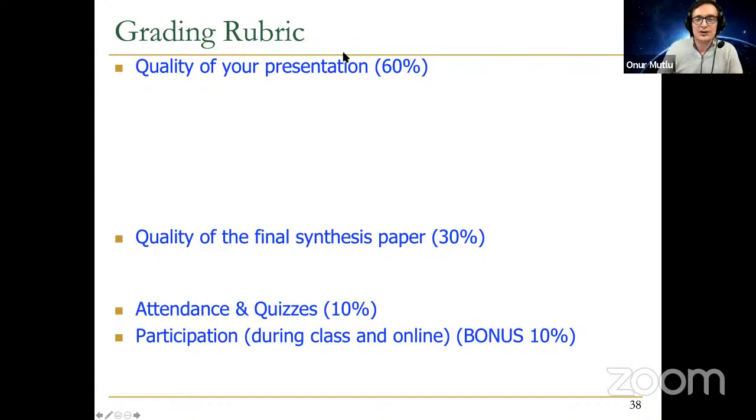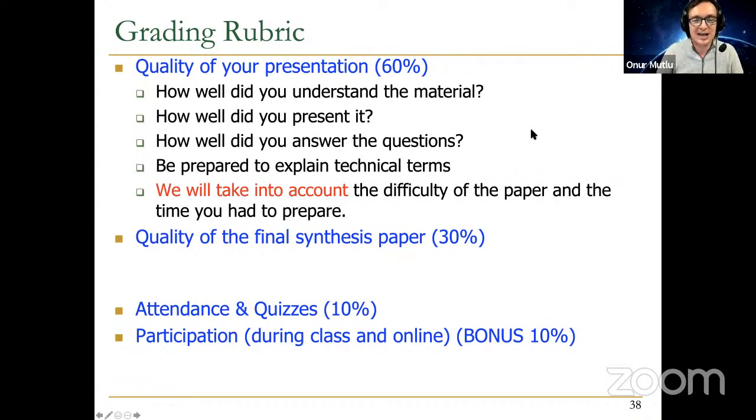Okay, so quality of your presentation is important. That's a good chunk of your grade. As you see, clearly there are many aspects of quality. Again, we will take into account the difficulty of the paper and the time you had to prepare also in this grade. But in general, a quality presentation is something that you will also get to learn about in this class, I think, if you haven't already.